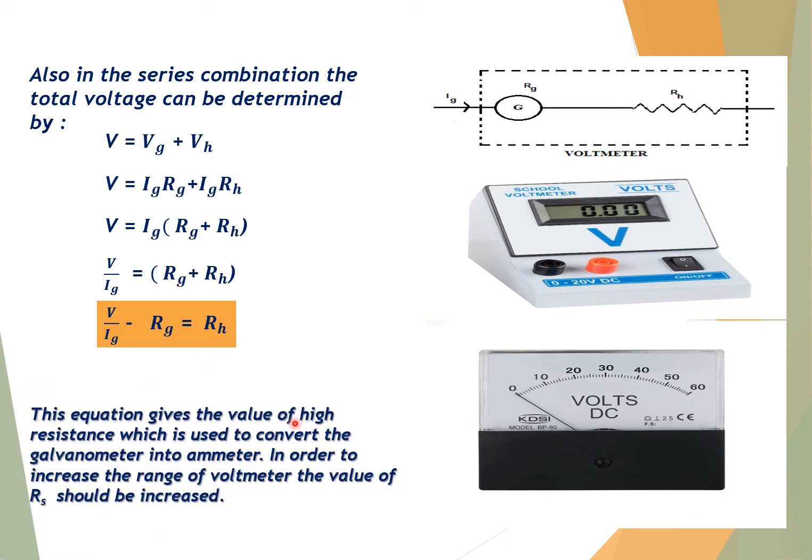This equation gives the value of high resistance, which is used to convert the galvanometer into a voltmeter. In order to increase the range of voltmeter, the value of Rs should be increased. So in this formula, we can calculate RH equals V divided by Ig minus Rg. The value of high resistance can be calculated with the help of this formula. We can increase the value of high resistance to increase the range of voltmeter.